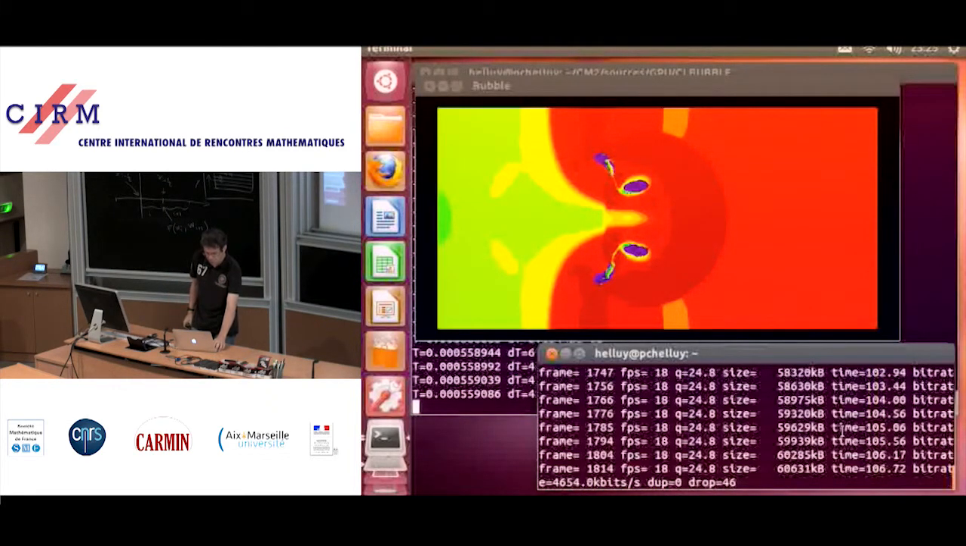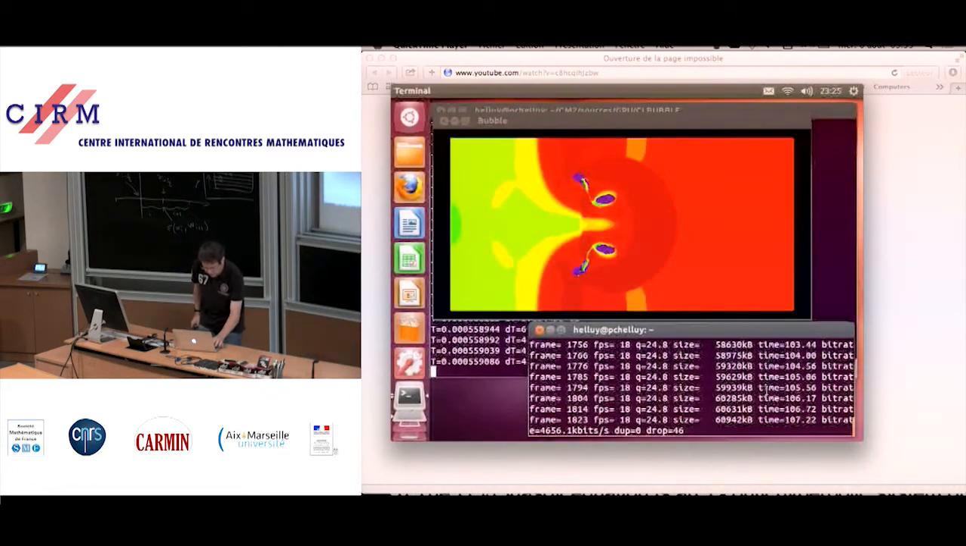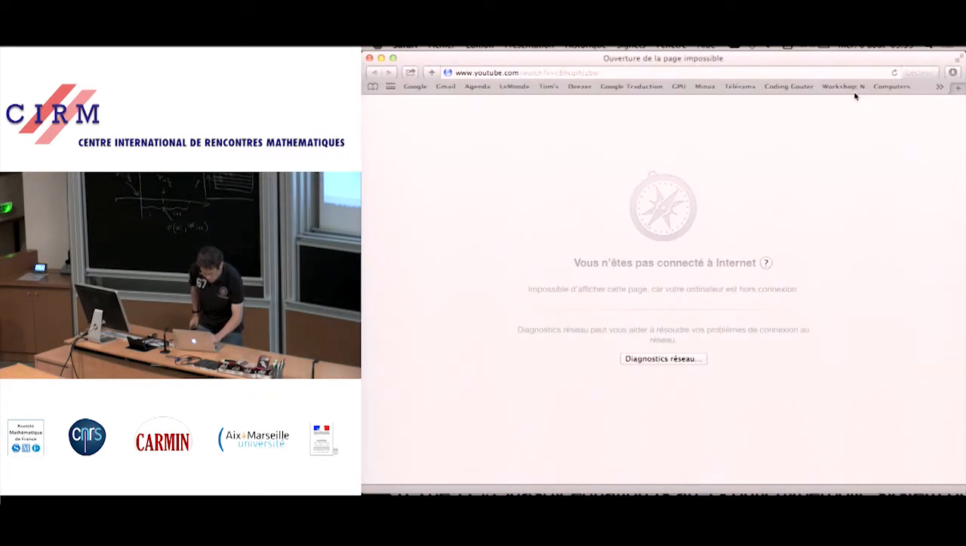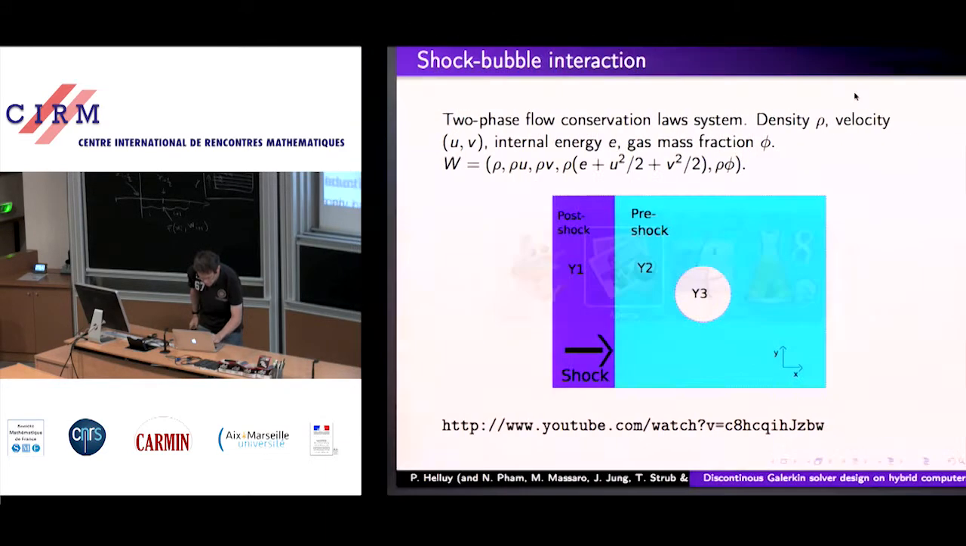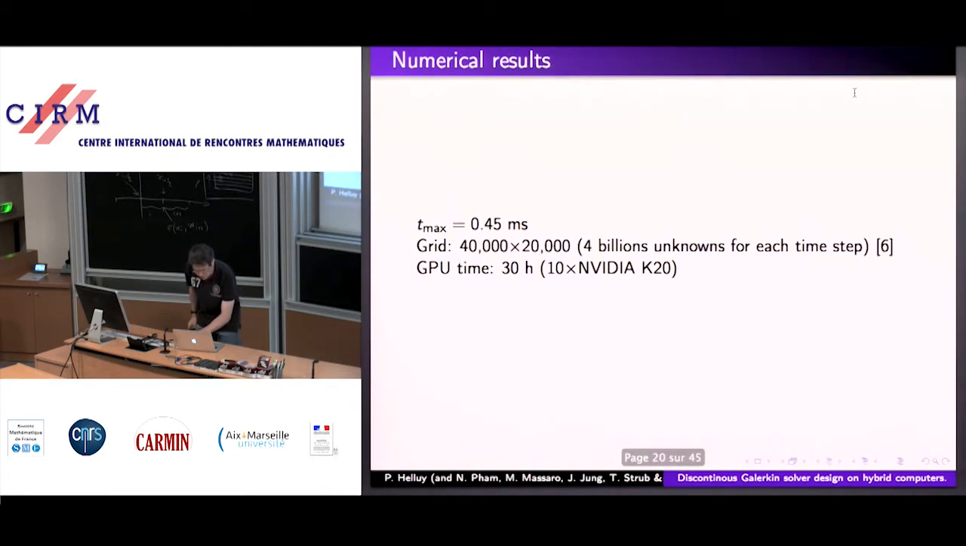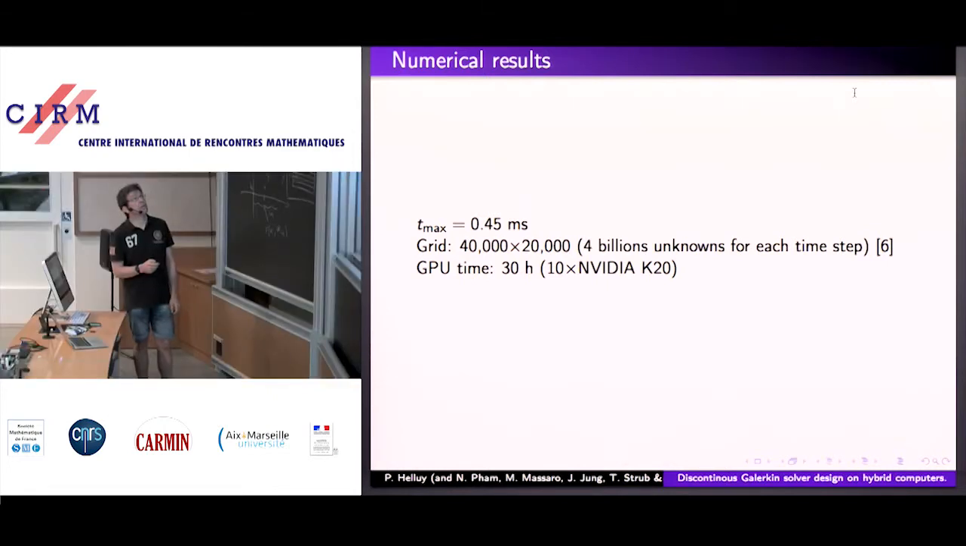Okay, so this is on only one GPU. And Jonathan has also performed the same computation with the MPI implementation. So on a huge grid of 40,000 times 20,000, so it's 4 billion unknowns for each time step. And the computation has been made on 10 NVIDIA K20 GPUs, and the computation lasted 30 hours.